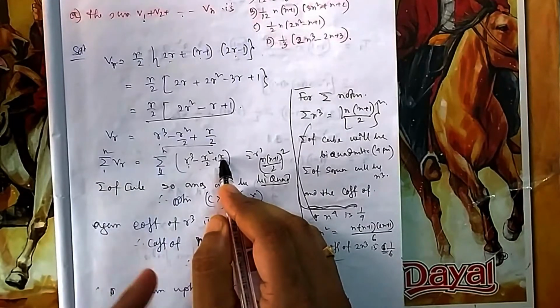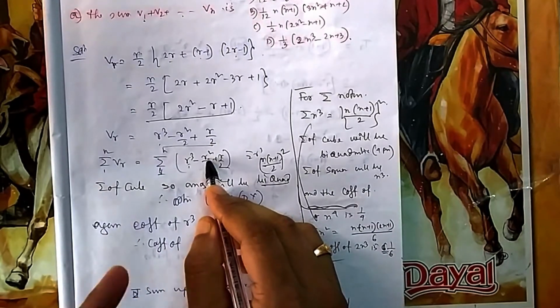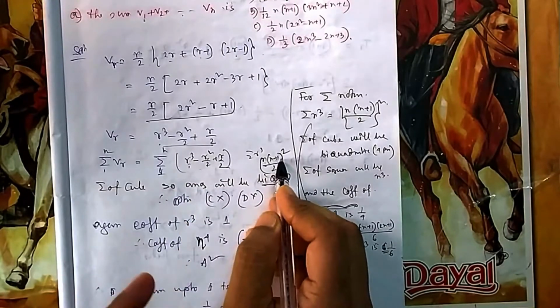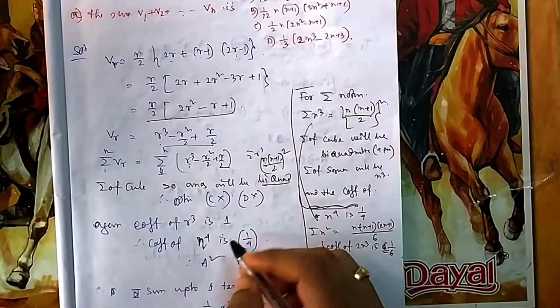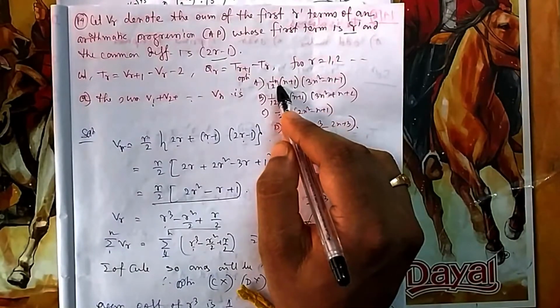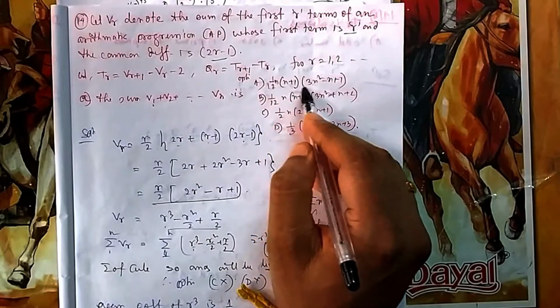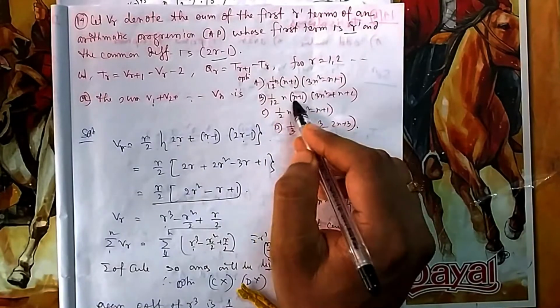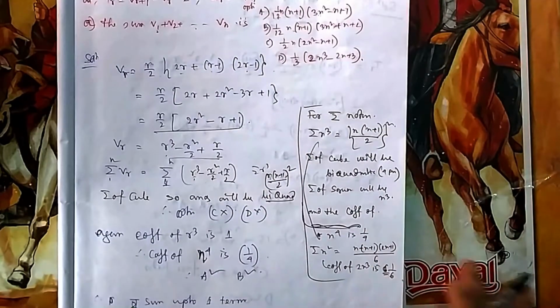Because the summation of r is n into n plus 1 by 2, the summation of r square is n into n plus 1 into 2n plus 1 by 6, and the summation of r cube is n into n plus 1 by 2 whole square. Summation formula. So the highest power is 1 by 4. You see in options A and B, n cube is the highest power, and it will be this into this by 12. That is 3n cube by 12, 1 by 4. So A, B again satisfied.